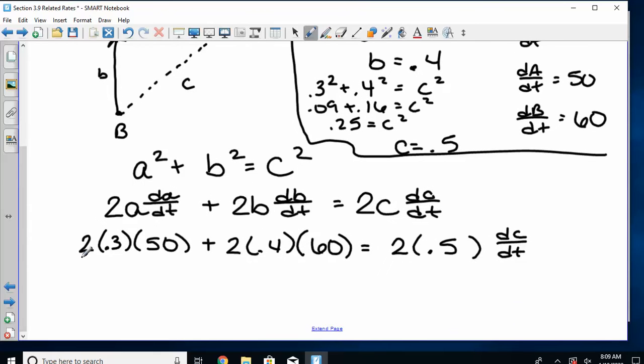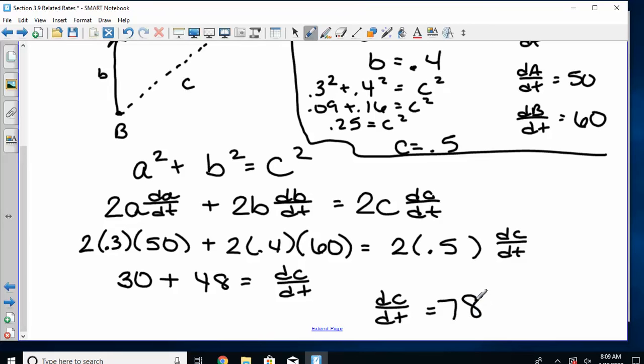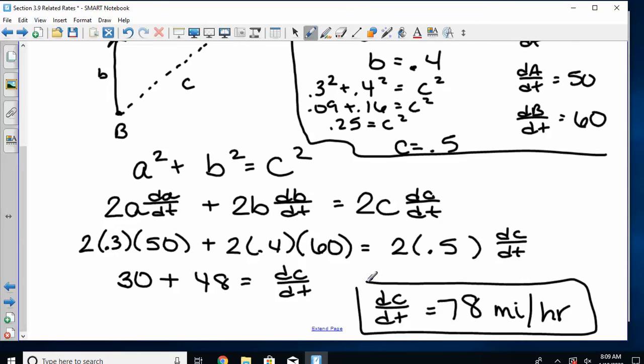So if we start multiplying, we get dc/dt to equal 78. What would my units be? Miles per hour. C was a distance, T is our time. Does that seem reasonable?